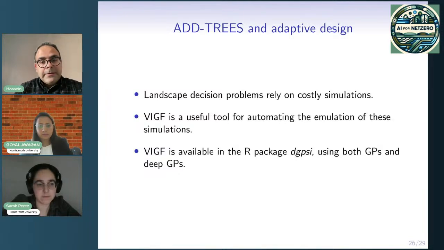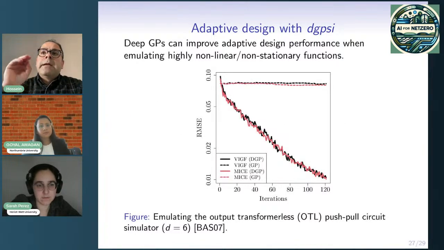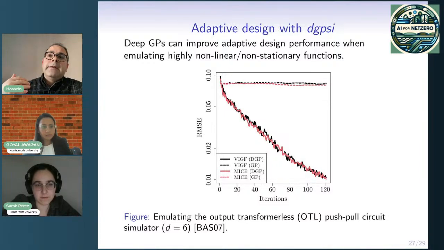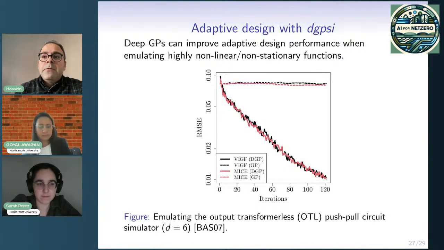To be honest, I'm not an expert in deep Gaussian processes, so I won't comment on them. Just note that deep Gaussian processes can be helpful if we are emulating a model that is highly non-linear or highly non-stationary, because the standard Gaussian processes are developed to emulate stationary functions. And if this property is not met, maybe Gaussian processes are not an ideal tool to emulate your model.